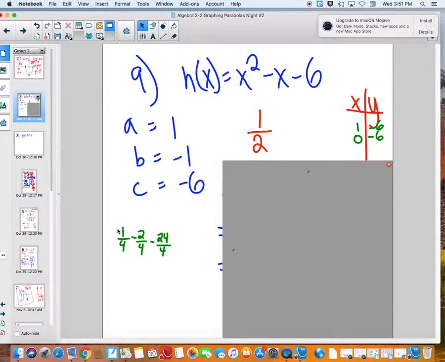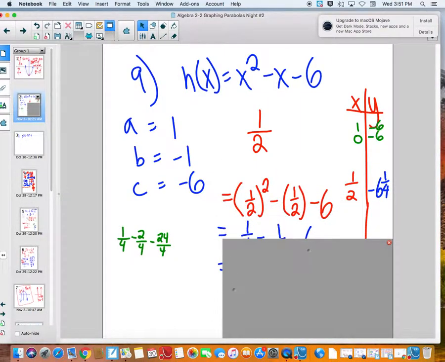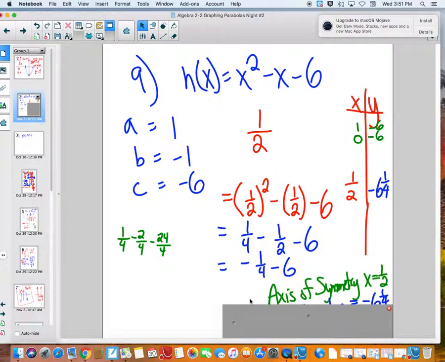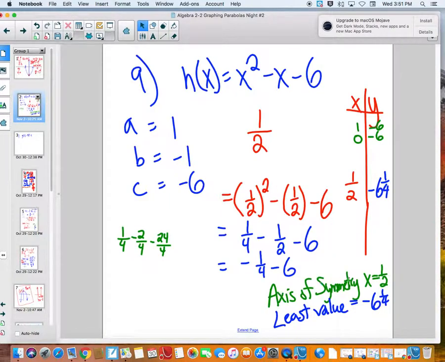here, and with some work with fractions, you'll find that you get -6 1/4, which means that (1/2, -6 1/4) is the vertex. The axis of symmetry is x equals 1/2, and the least value is -6 1/4.